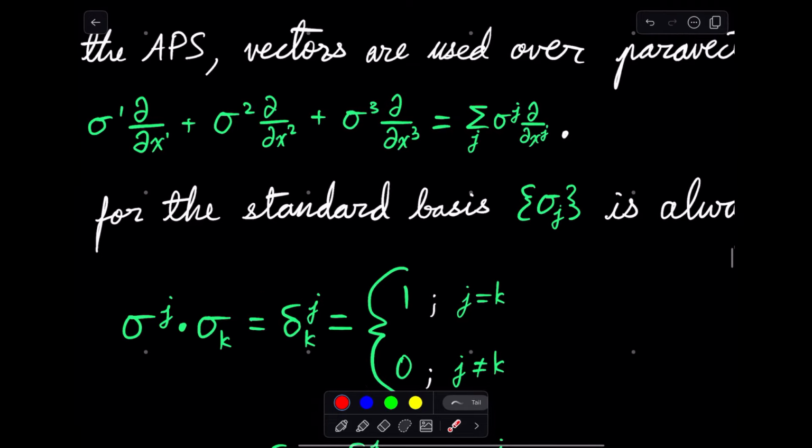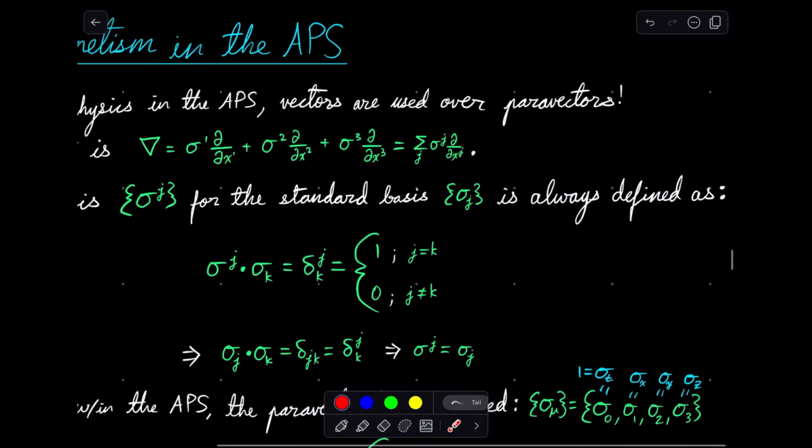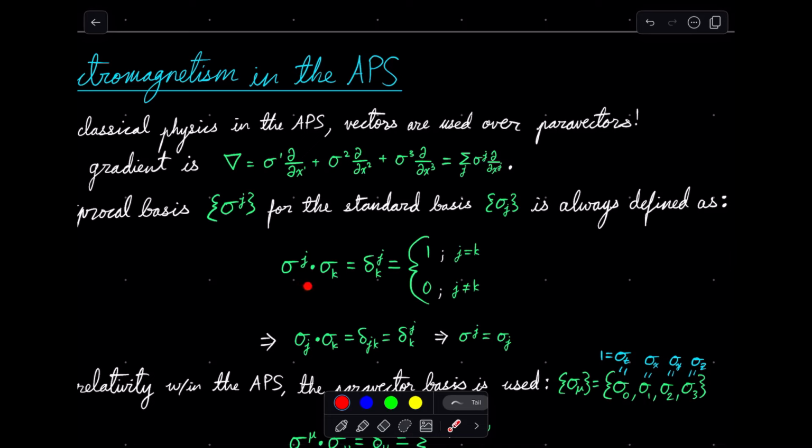But what are these superscript sigmas? Because we're used to seeing them as subscripts. Well, that is the reciprocal basis for the standard basis. So this is what we've been working with, the standard basis, and we have the reciprocal basis here. And it's always defined as the dot product of the reciprocal basis with the standard basis is the Kronecker delta, which will give you a 1 if j is equal to k and a 0 otherwise.